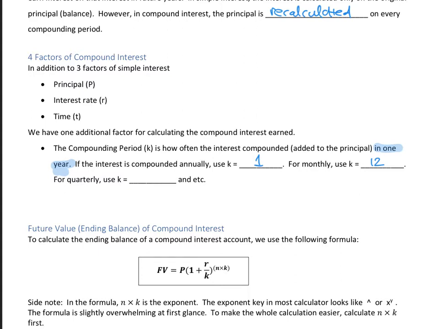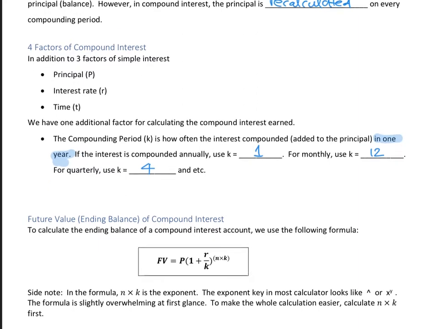Quarterly means 4 times a year, so K is going to be 4. If it's weekly, then it's going to be 52. If it's daily, then it's going to be 365, and so on and so forth. So unlike simple interest, we have one extra factor, which is the compounding period.